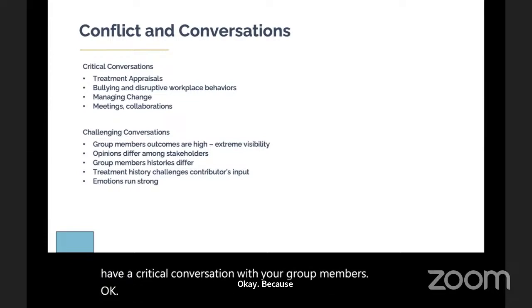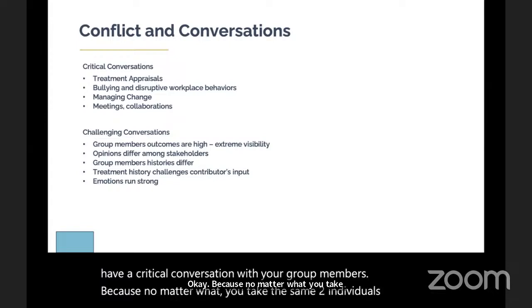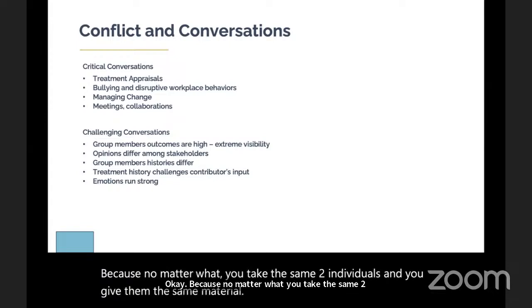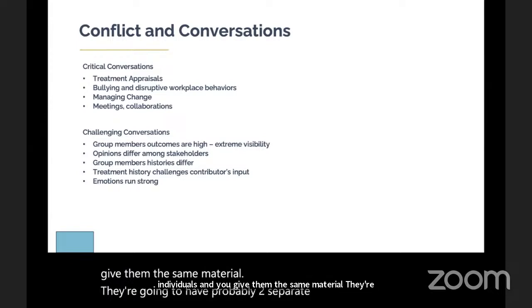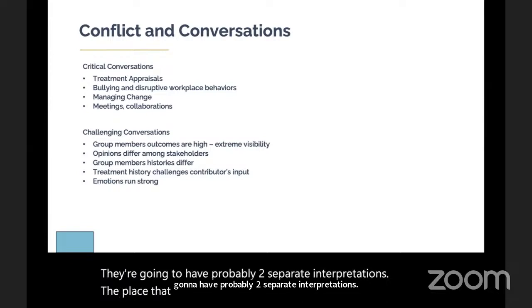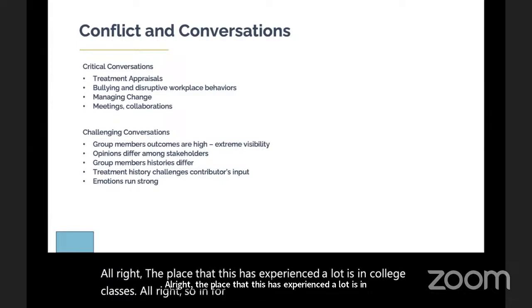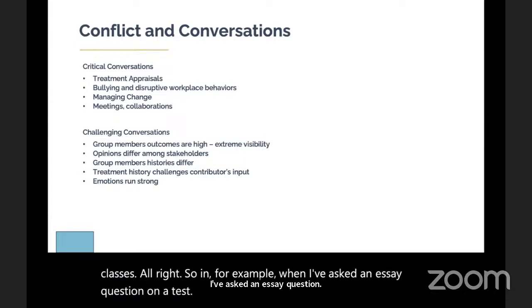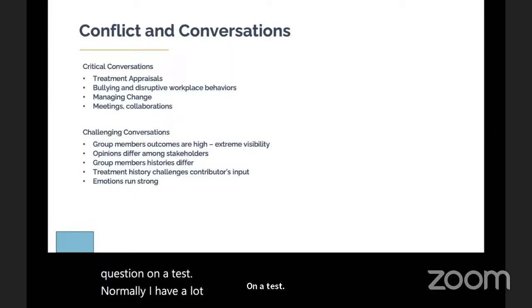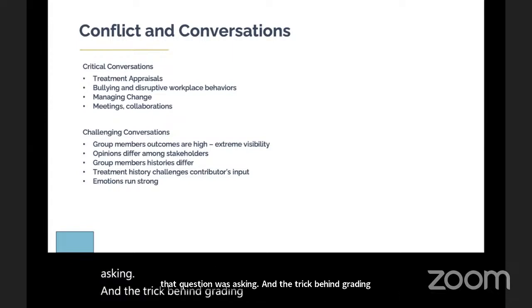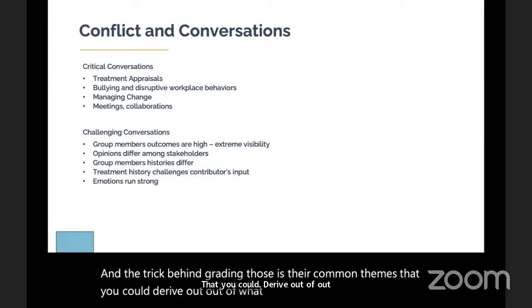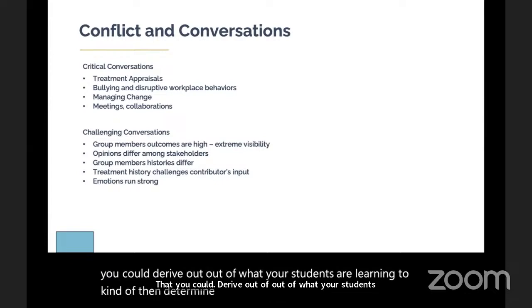Because no matter what, if you take the same two individuals and give them the same material, they're going to have probably two separate interpretations. All right. The place that this is experienced a lot is in college classes. For example, when I've asked an essay question on a test, normally I have a lot of varied ideas of what that question was asking. And the trick behind grading those is finding common themes you could derive out of what your students are learning to then determine the grade that you're going to give.